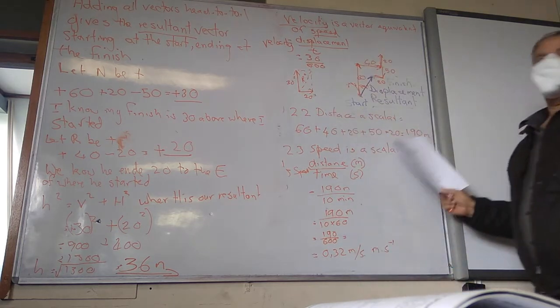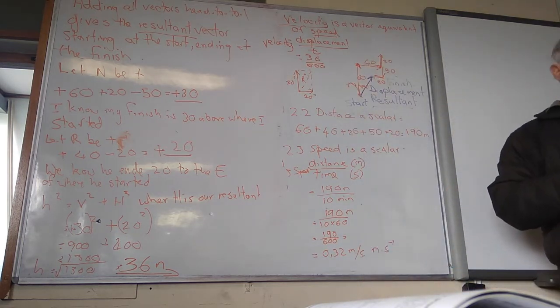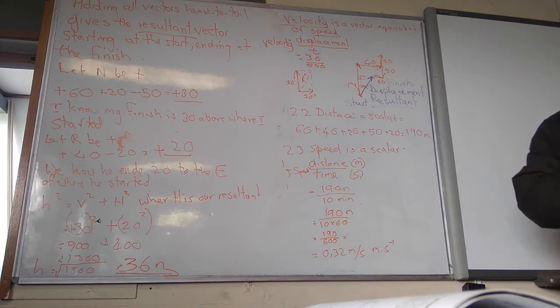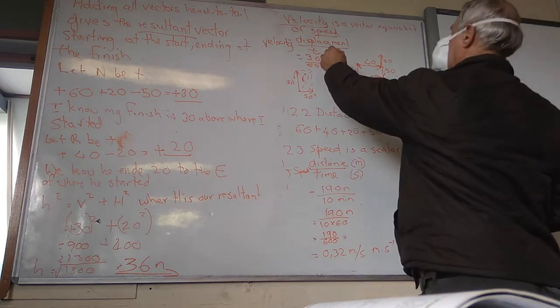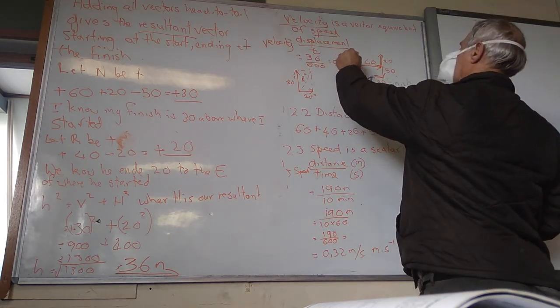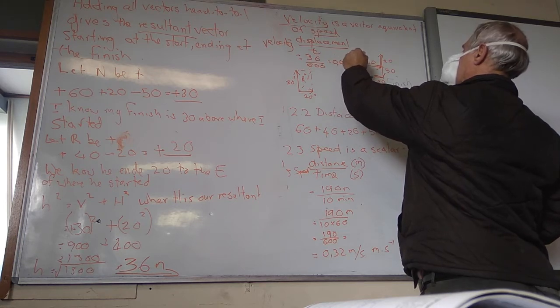Now I'm going to have to rub that off. So let's work it out. 36 divided by 600 equals 0.06 meters per second.